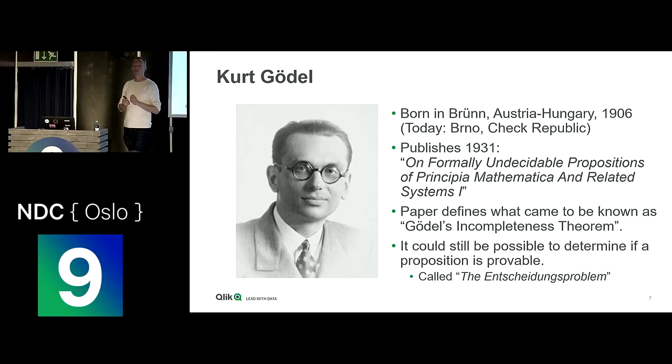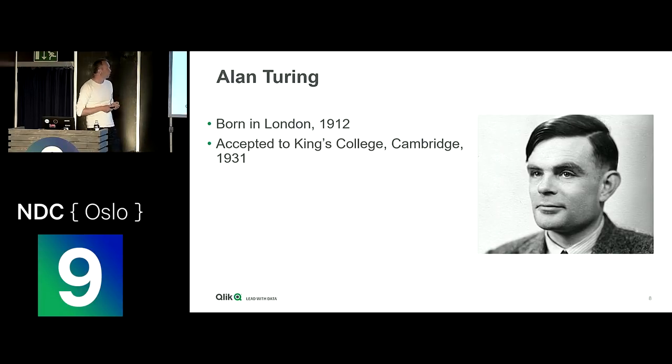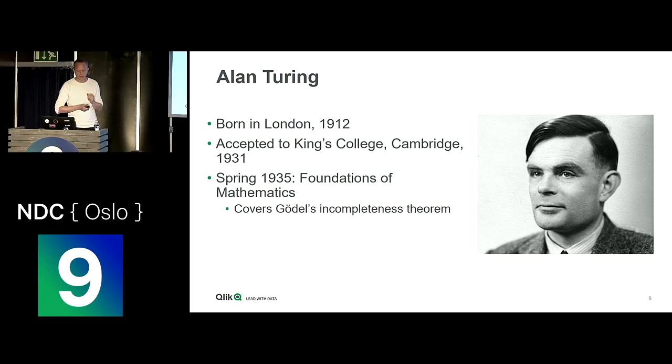And this is where Turing comes in. So Turing was born in London, 1912. He went to Cambridge, the King's College there. And in 1935, he read a course with the title Foundations of Mathematics, where, among other things, Gödel's incompleteness theorem was covered. This is just 4 years after that paper was launched. So this paper had already become a very prominent part of mathematics at the time. It was quite obvious that this was an important finding.